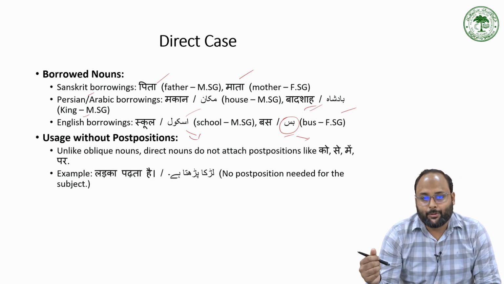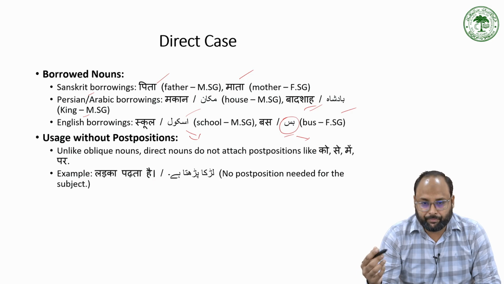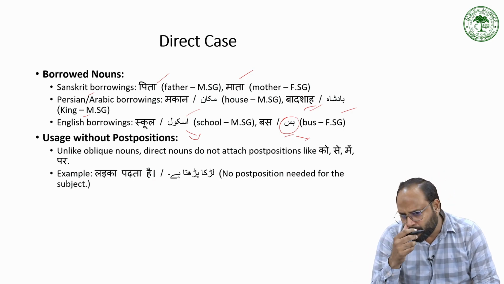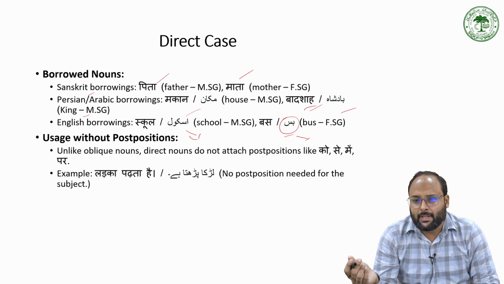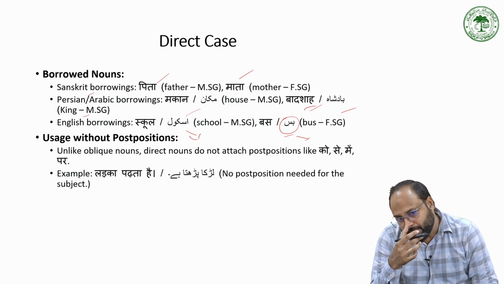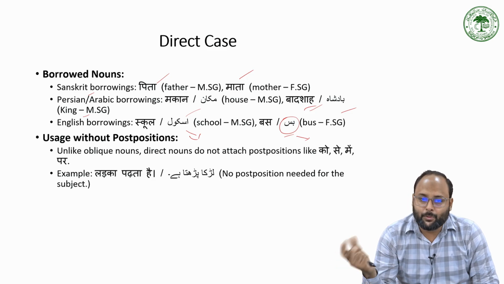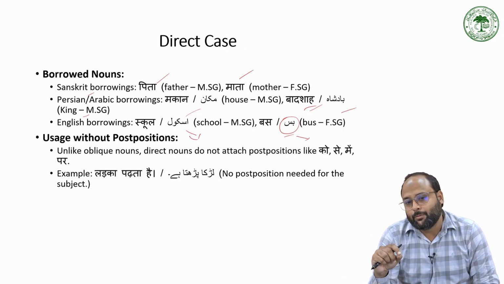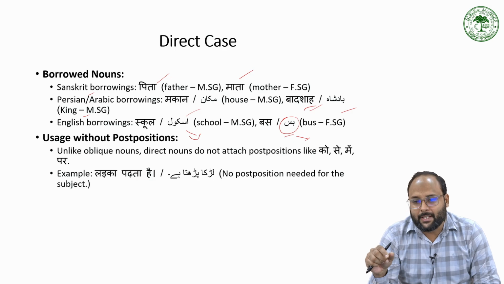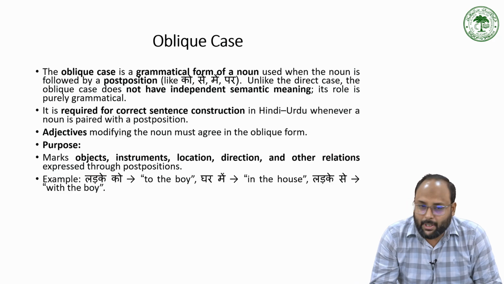And without usage of postposition, as we already know, in the base form or the direct case we are not using postpositions, like को, में, से, पर, like लड़का पढ़ता है. So there is no postposition, as we have already discussed. Because if we use a postposition, it becomes the oblique form, because the oblique case changes its form due to the postposition. Now come to the oblique case.